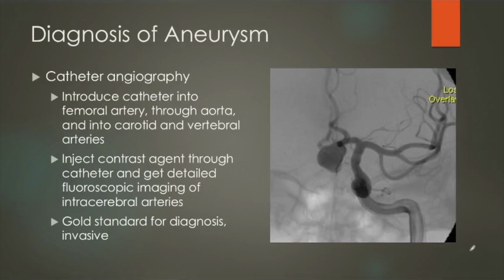There are two major ways to diagnose intracerebral aneurysms. The first is catheter angiography. This is when a catheter is introduced through the femoral artery or through the radial artery, up through the aorta and into the cerebral arteries in order to inject contrast agents through the catheter and get detailed fluoroscopic images of the intracerebral arteries. Catheter angiography is the gold standard for diagnosis.